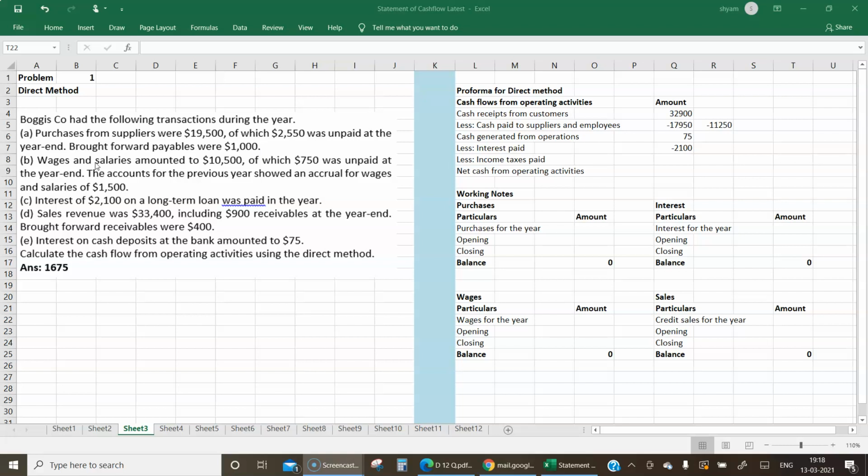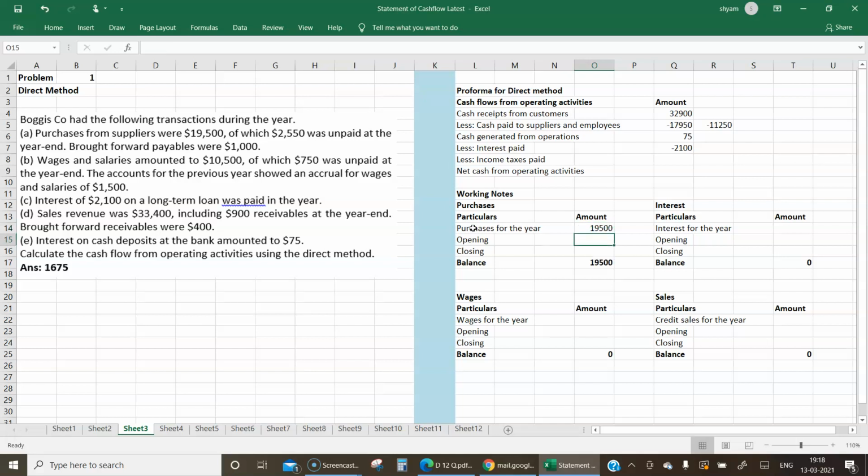So first I think we'll deal with this one. What do we want here? Does it mention any cash activity? See, it does not mention any cash activity here. But indirectly, when you have these items, you can find out the cash. How? We'll start a working note for purchases. Let's see what's the total amount of purchases that have been made for the year: 19,500.